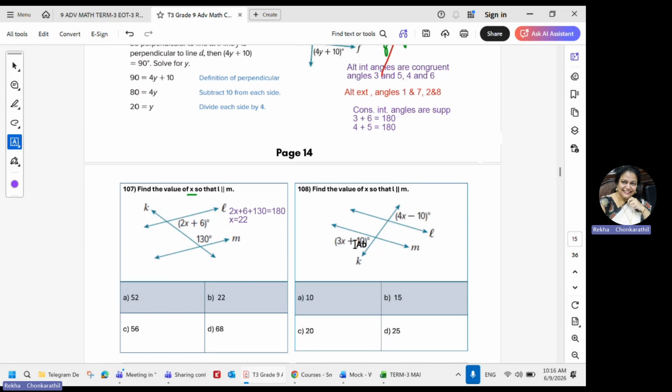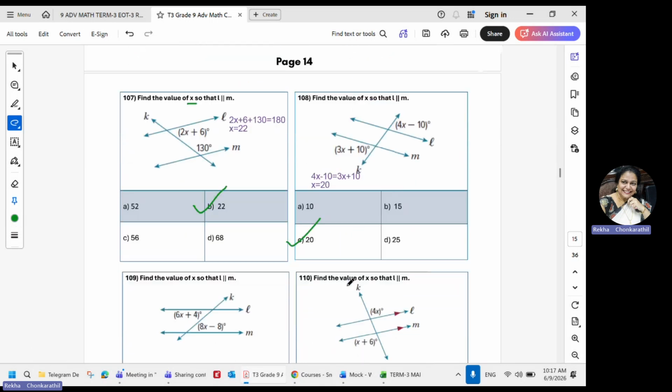Now, what are these two angles called? They are cross and outside. Outside means exterior, cross means alternate. So, alternate exterior angles are congruent. So, they are equal. So, I write 4x minus 10 equals 3x plus 10. When you solve for x, you get the x value as 20. So here the option is 22, here the option is 20.